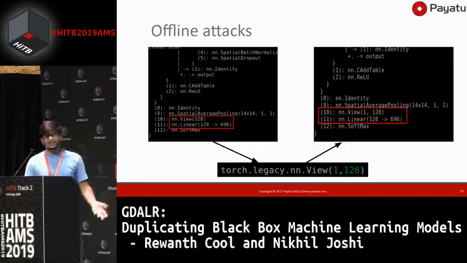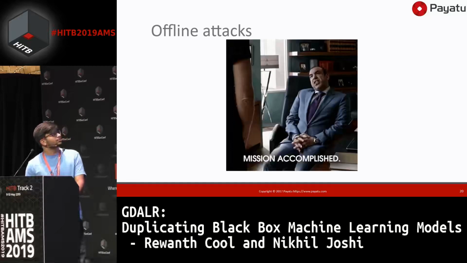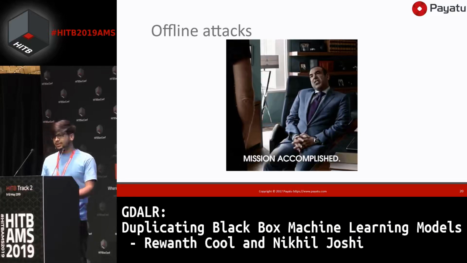So we are only getting 128 values from the view layer to the linear layer. There's a function in legacy. Again, you have to do the same steps. There's a function in legacy which converts the shape of that input to a 2-dimensional shape. So there are the same 128 values, but the shape is different. So values are not changed, just the shape of the input is changed. And the model worked. So this is how an offline model stealing attack works.